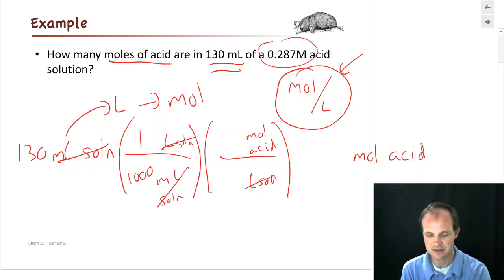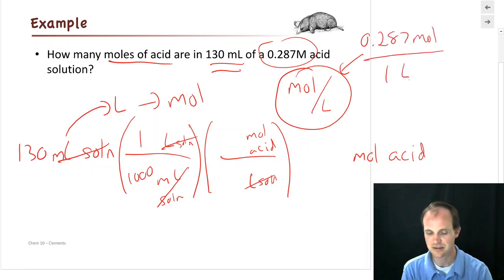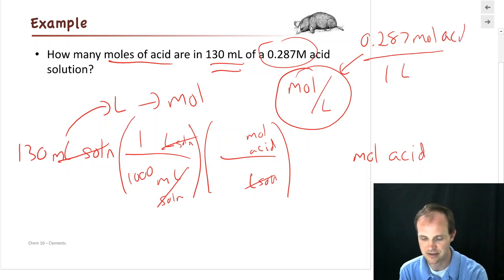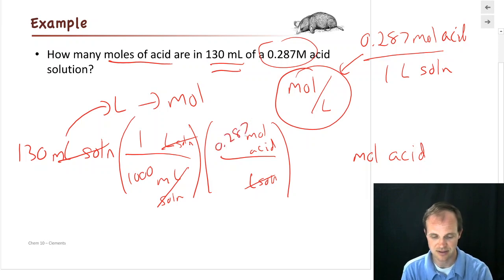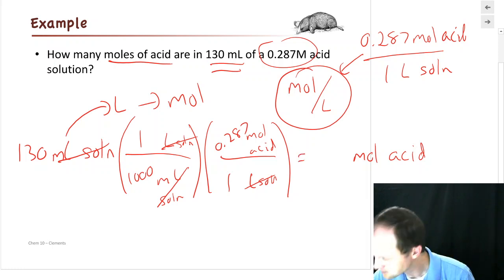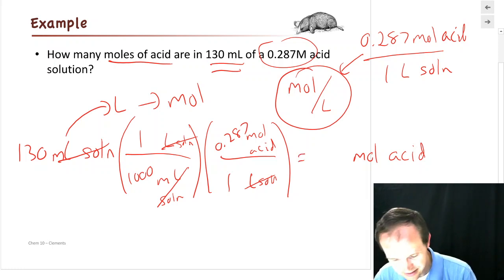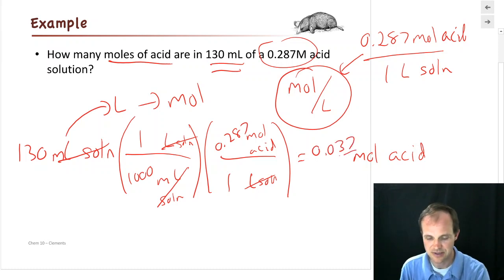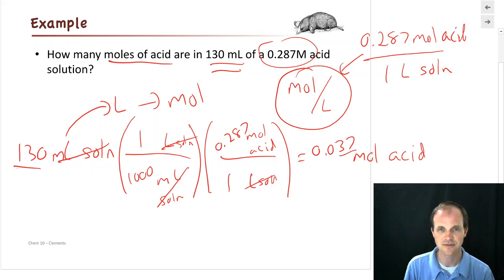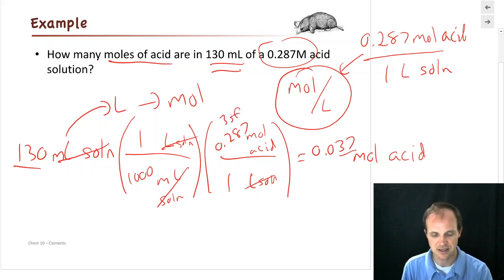0.287 means 0.287 moles in 1 liter, and specifically moles of acid in 1 liter of solution. And so our moles of acid is going to get our 0.287 because numbers stay attached to their units. And I go ahead and I multiply that out, and I get 0.037 moles of acid. 2 sig figs in my answer because I had 2 sig figs there, 3 sig figs here, and so I end up with 2 sig figs.